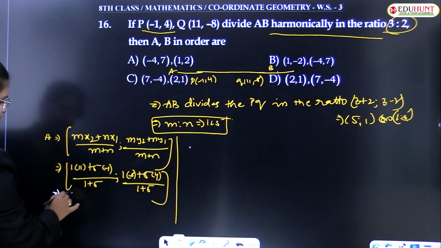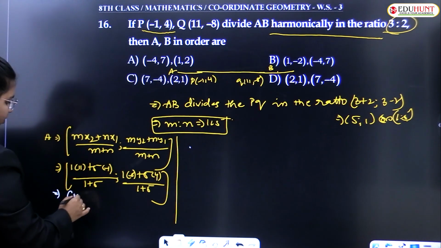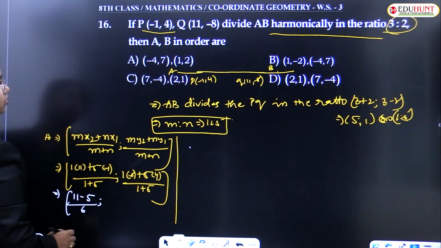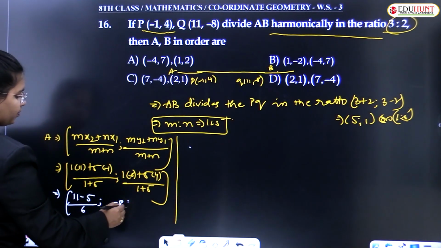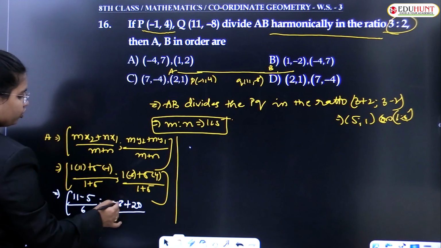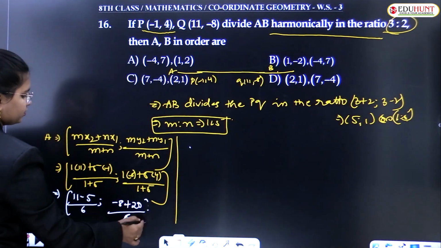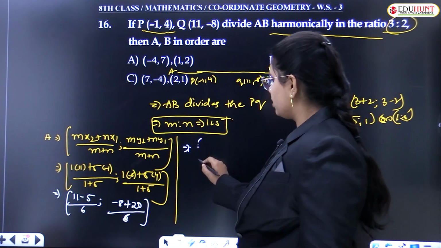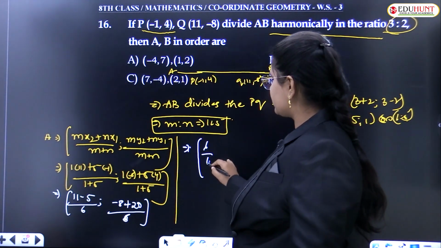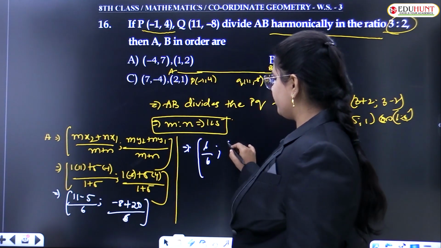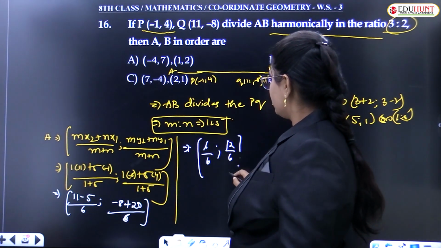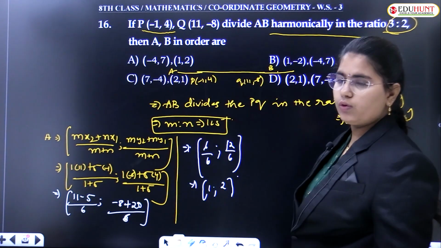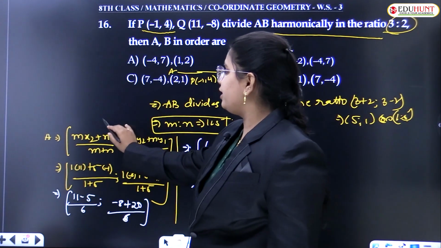So just simplify. 1 into 11 is 11 minus 5 by 6, and this will become 1 into minus 8 is minus 8 plus 5 fourths 20 whole divided by 6. Correct? Simplify this now. So what you are going to get? 11 minus 5 is 6 by 6, and minus 8 plus 20, which is 12 by 6. So 6 by 6 is 1, 12 by 6 is 2. So first point you got 1, 2 if it is being divided internally.